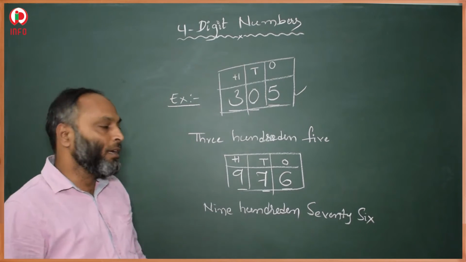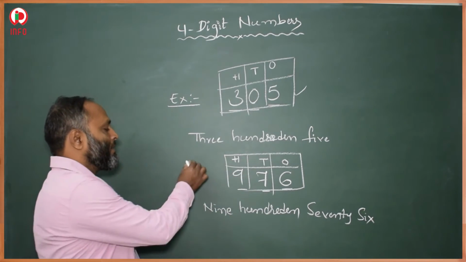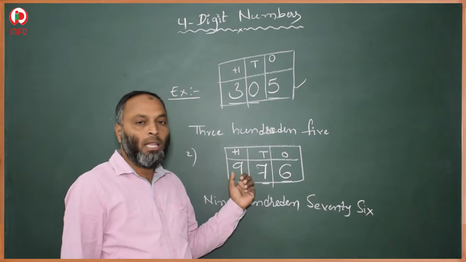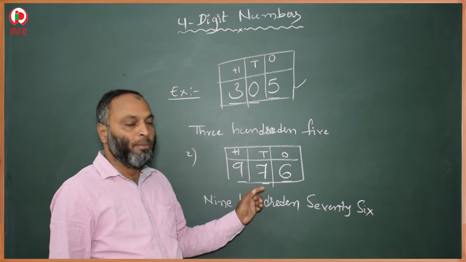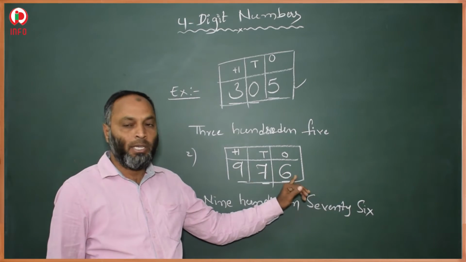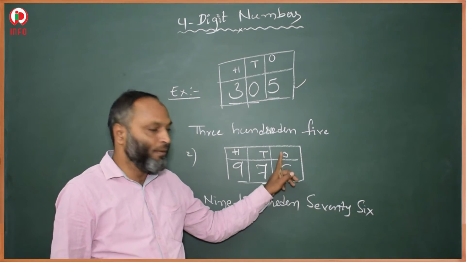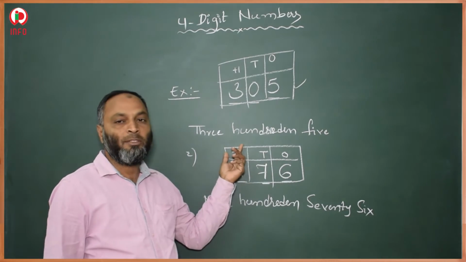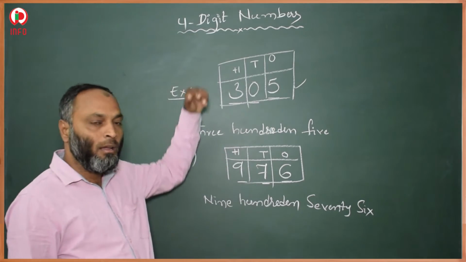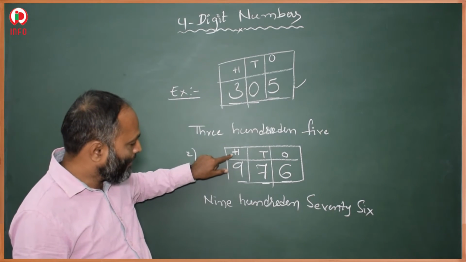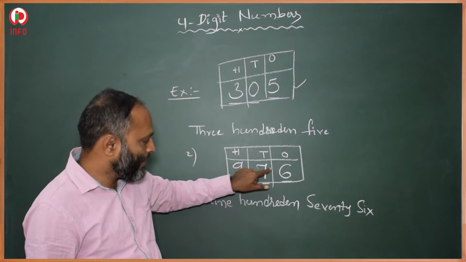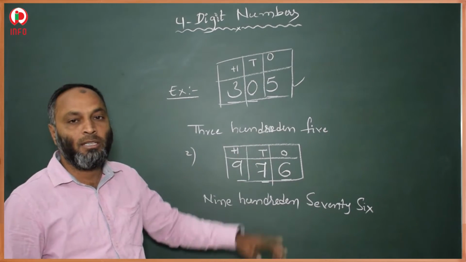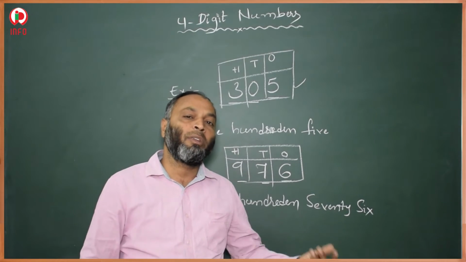Here in the second example, 976, this is our 3-digit number. So 6 is in the ones place, 7 is in the tens place, and 9 is in the hundreds place. Then how to read this number? In this format, we have to write the given numerals into words. So this we already completed in our previous class.